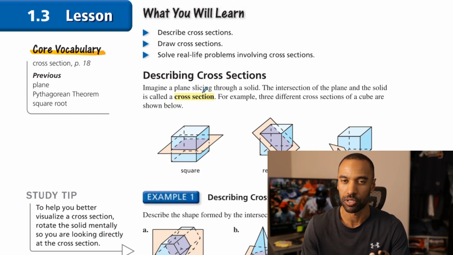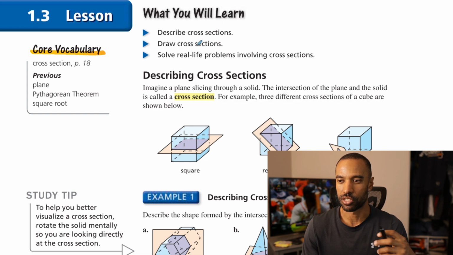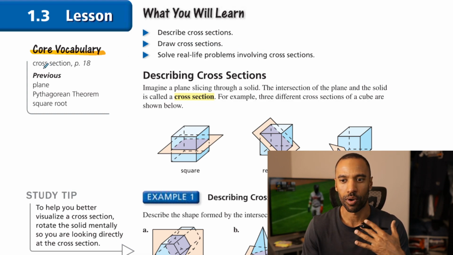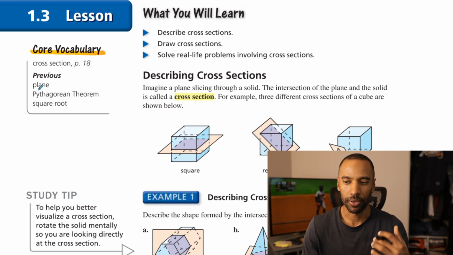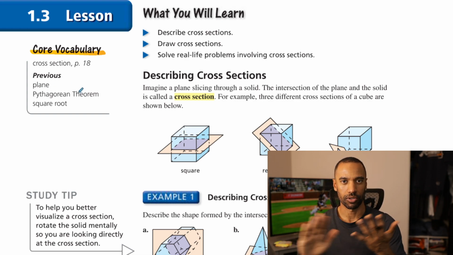There are 26 problems in total. Let's see how they pan out to be. We are going to describe and draw cross sections and solve real-life problems involving them. Cross-section being the new phrasing here. Plane is something you're going to have to know. A plane is anything that's a two-dimensional kind of surface thing.